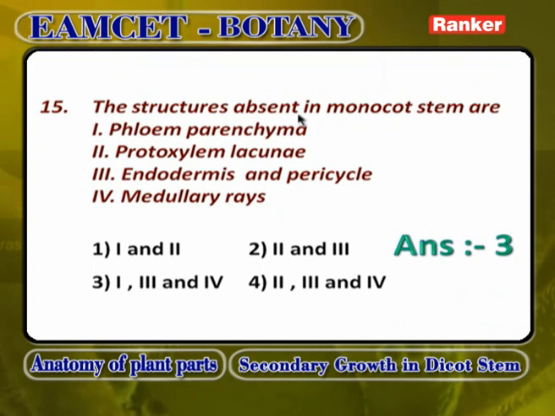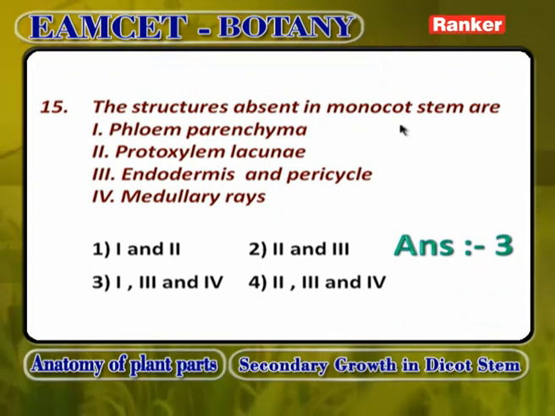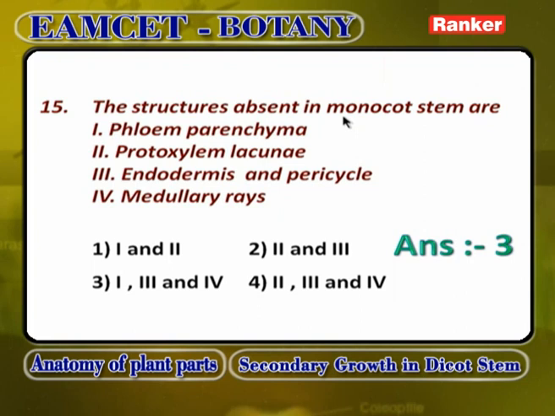The structures absent in monocot stem are. Phloem parenchyma is absent in monocot stem. Protoxylem lacuna or lysigenous cavity is present in monocot stem, so second option will not come. Endodermis and pericycle are absent in monocot stem.